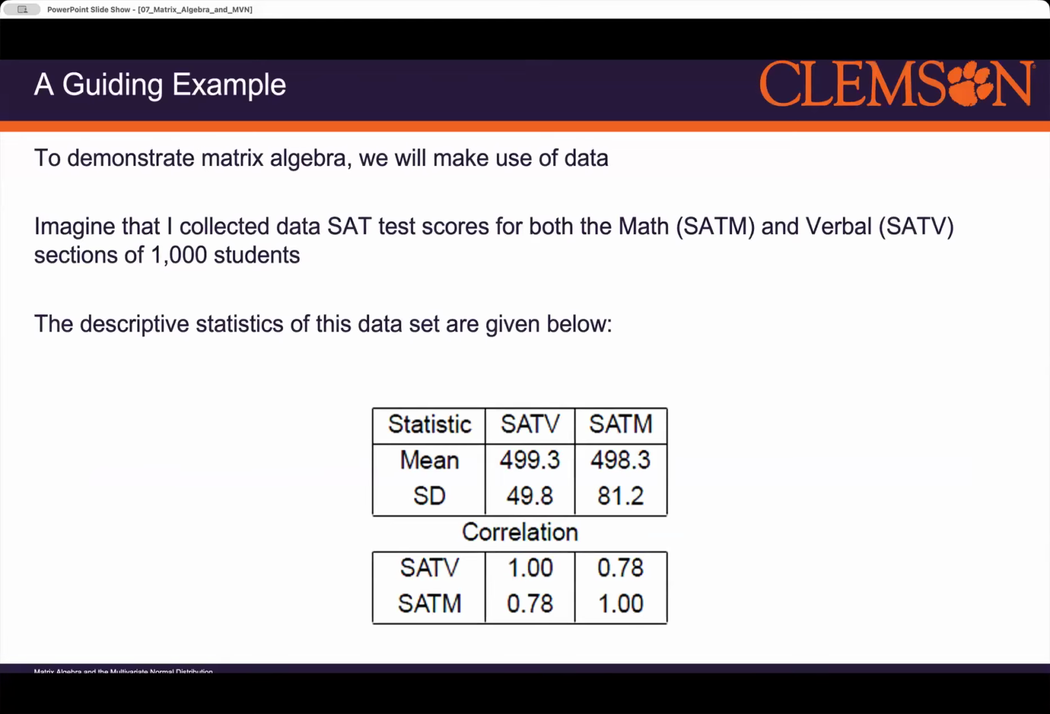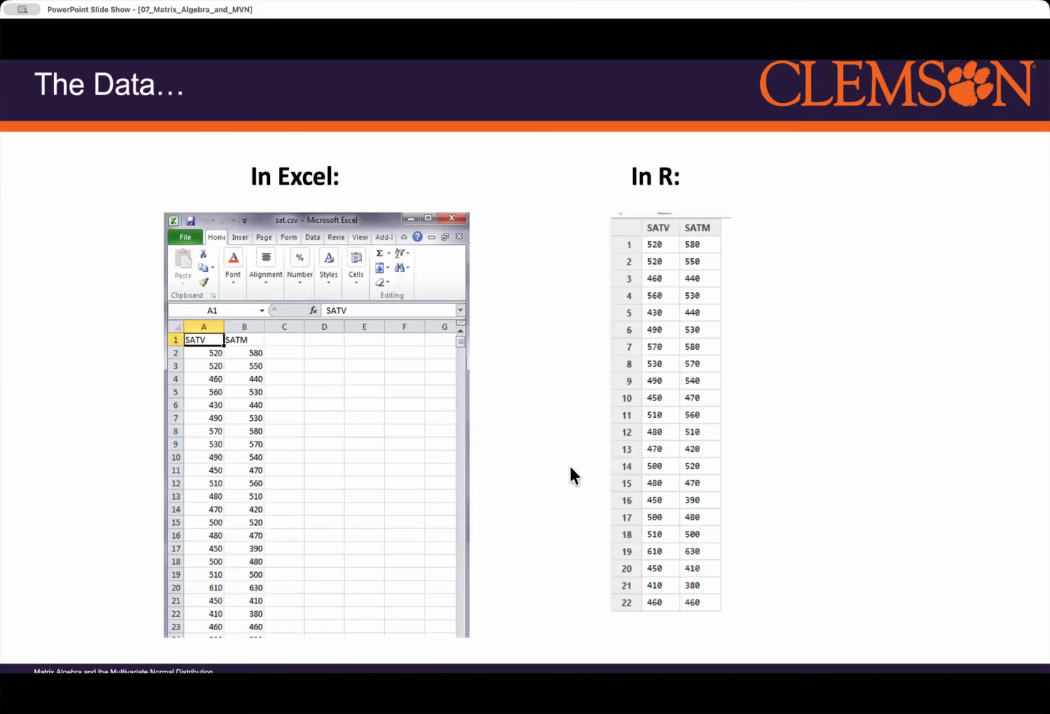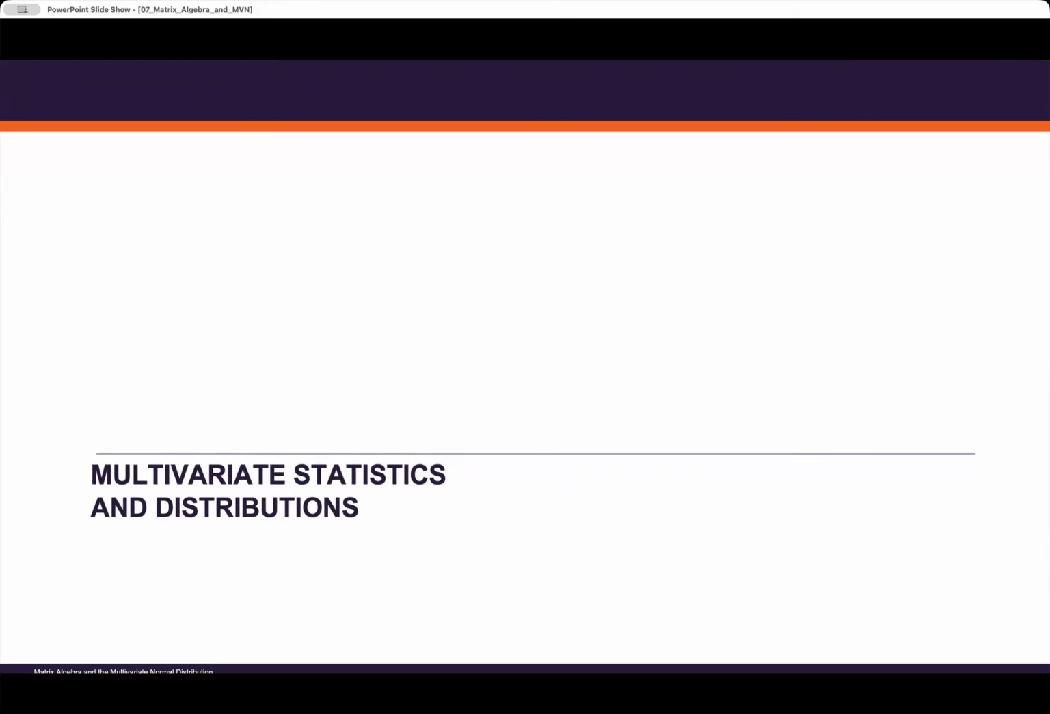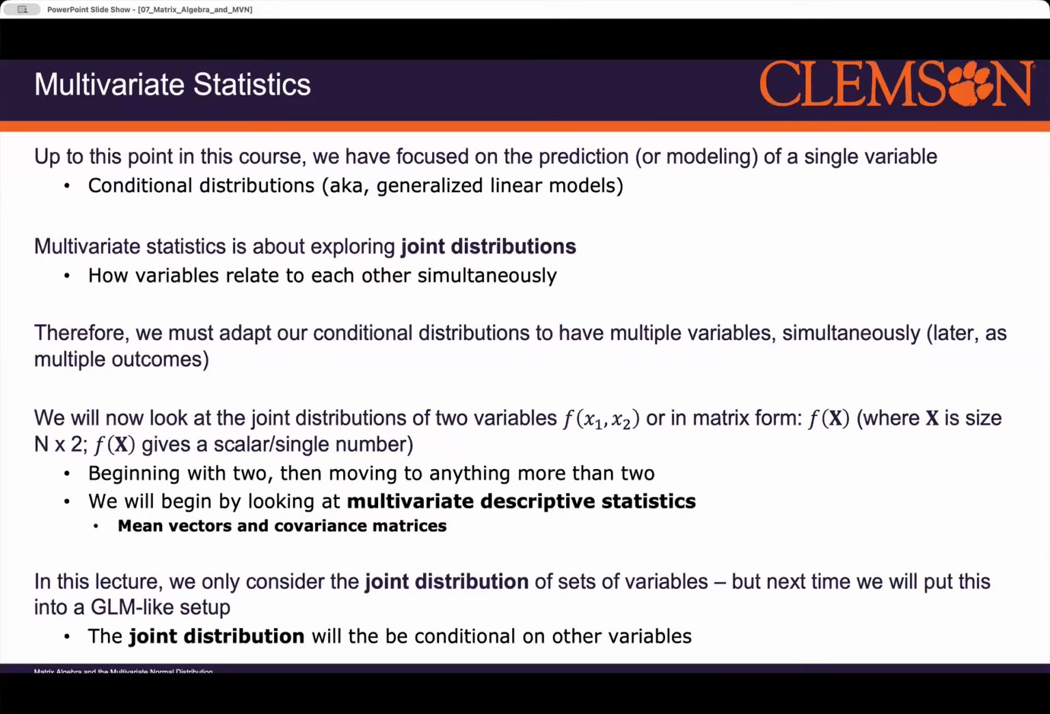We'll again use our data example from before where we have SAT math and SAT verbal. You can see the descriptive statistics here, and there are our matrices. All right, let's talk a little bit about distributions. Up to this part, we focused on the prediction or modeling of a single variable. We call that a conditional distribution or generalized linear model. But for us, multivariate statistics is exploring a joint distribution. Now, we can have a joint conditional distribution, which is really what we're trying to get to.